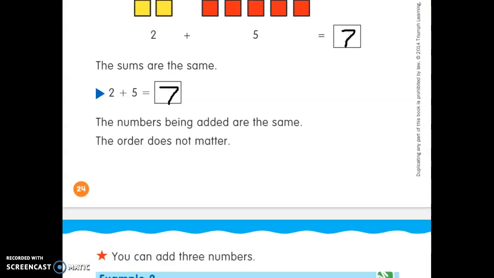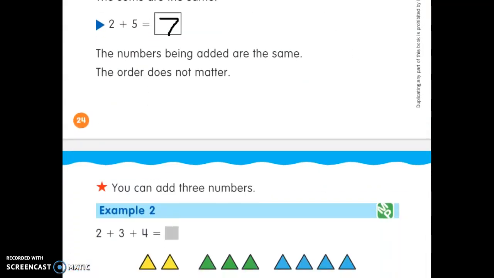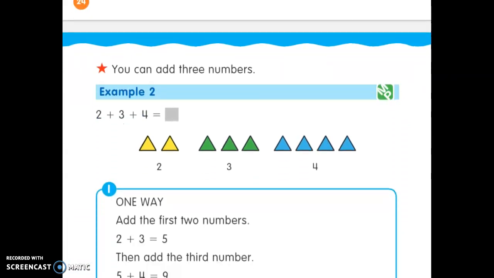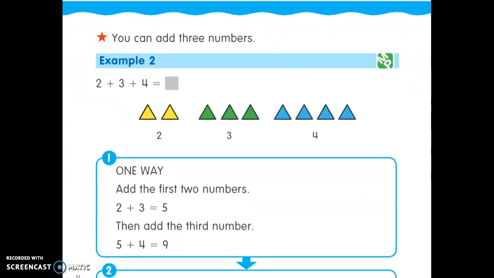Let's look at a harder one. You can add 3 numbers, and it doesn't matter what order they're in. You will still get the same answer. So let's try this. I have 2 plus 3 plus 4 equals, I don't know what number.